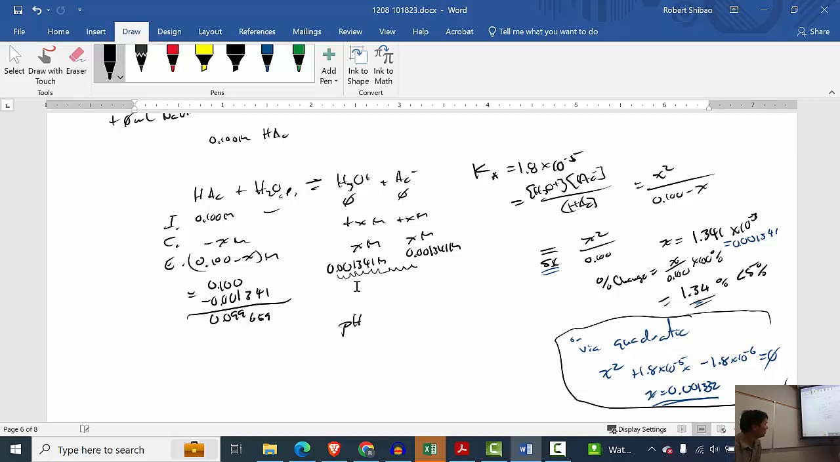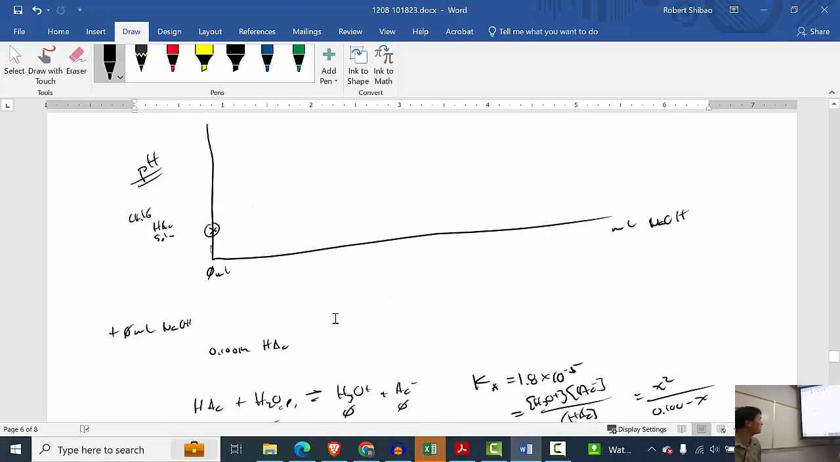And so the pH here is just going to equal the negative log of this hydronium, 0.001341, which is 2.872. I'm allowed 2 sig figs here, so I'm going to go 2.87, and then I'll carry one extra. So this is 2 sig figs here. Everything after the decimal is significant, everything preceding the decimal is not. So 2 sig figs. And so I'm going to start my titration at 2.87. That's the pH here.